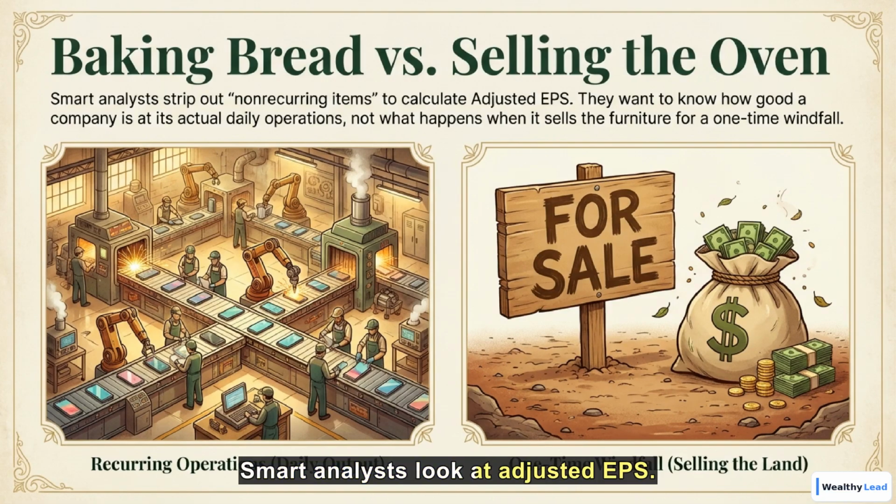Smart analysts look at adjusted EPS. They strip out non-recurring items, like a one-time sale of assets. They want to know how good a company is at its actual daily operations, baking bread, not selling the oven.